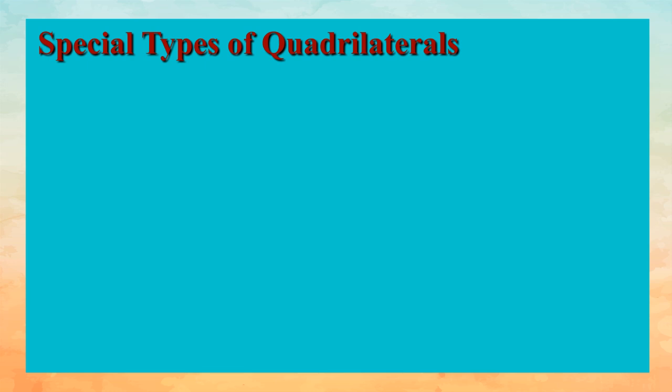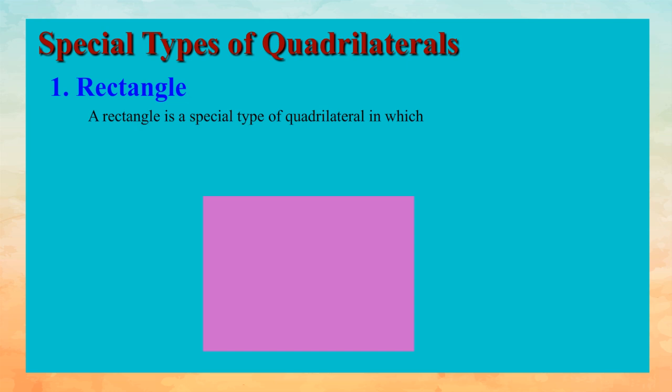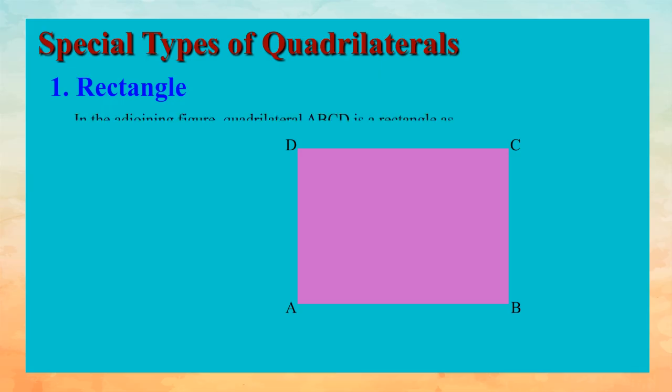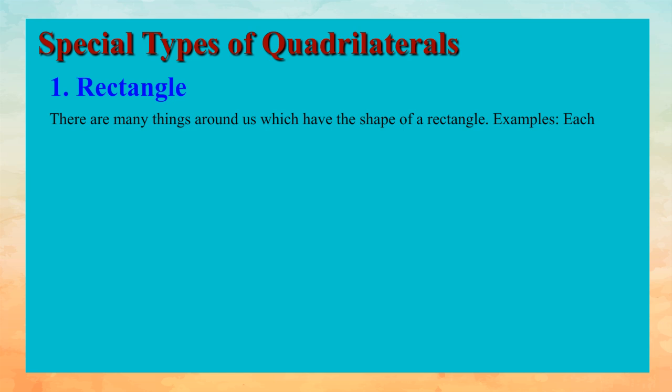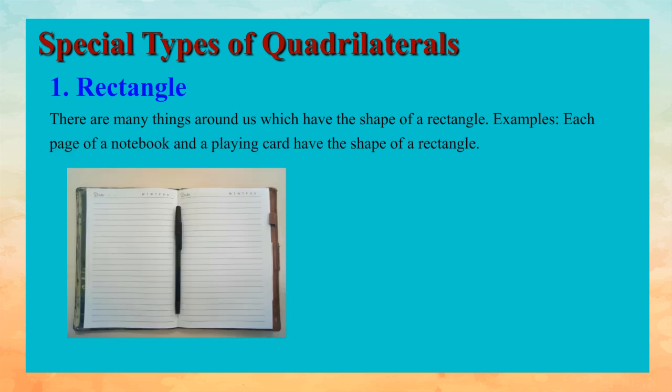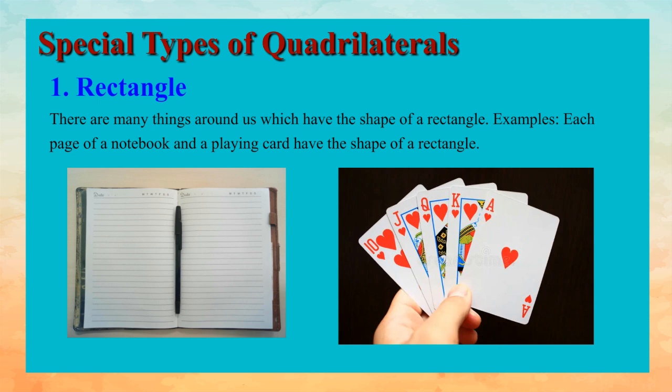Special types of quadrilaterals. 1. Rectangle. A rectangle is a special type of quadrilateral in which opposite sides are equal. Diagonals are equal. In the adjoining figure, quadrilateral ABCD is a rectangle as AB is equal to CD and BC is equal to DA, and AC equals BD. There are many things around us which have the shape of a rectangle. Examples: each page of a notebook and a playing card have the shape of a rectangle.